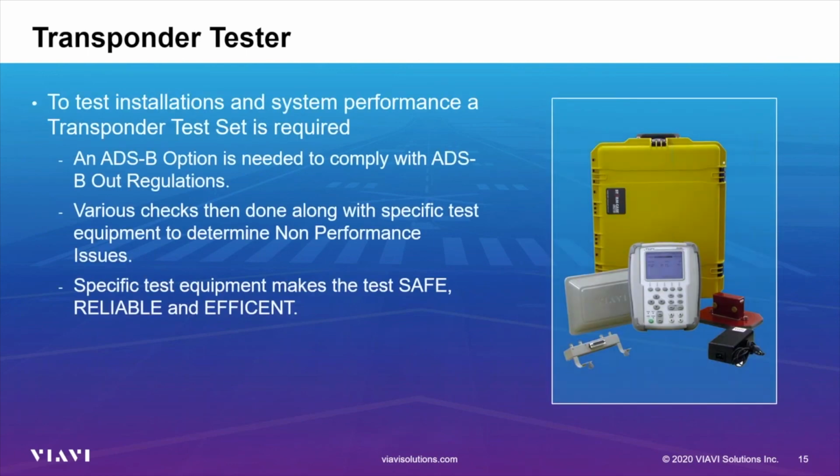And then most importantly, what you will need for transponder testing is a transponder test set. And to test these installations and to ensure that the system performance is as required, you will need a transponder test set which has the option to test ADS-B out specifically. There will then be various checks done to perform that your equipment is specified within the test equipment to determine any non-performing issues. Doing this will ensure that you have safe, reliable, and efficient ADS-B testing.